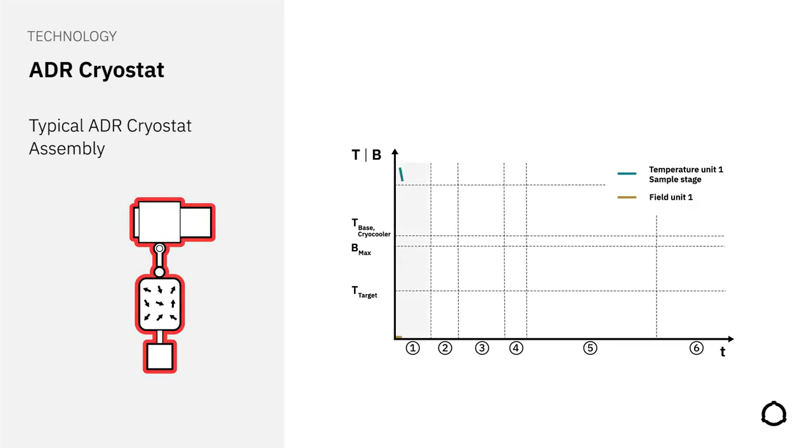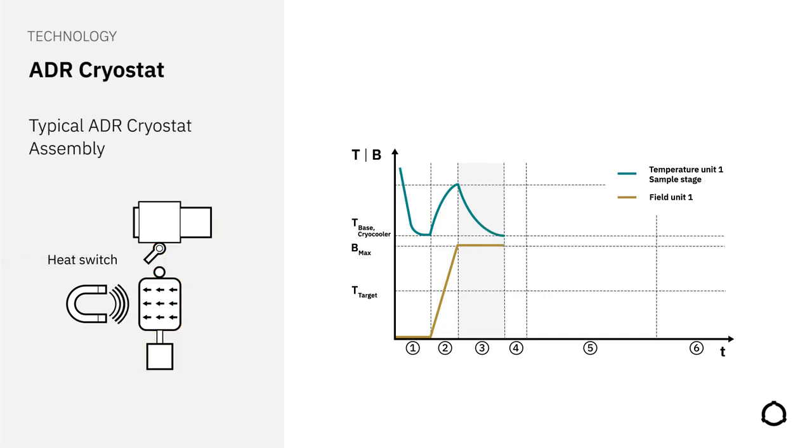At the beginning of the ADR process, the heat switch is closed and both the ADR cooling medium and the attached sample stage are cooled to the cryocooler base temperature of about 4 Kelvin. Then, the cooling medium is magnetized by driving a current into the superconducting coil. The heat of magnetization is released and dissipated in the main thermal bath provided by the cryocooler. After the maximum magnetic field has been reached, the system relaxes back to its base temperature. Now, the heat switch is opened, breaking the thermal connection between pre-cooling unit and the cooling medium. By reducing the magnetic field adiabatically, the temperature of the ADR cooling medium drops, cooling the attached sample stage.